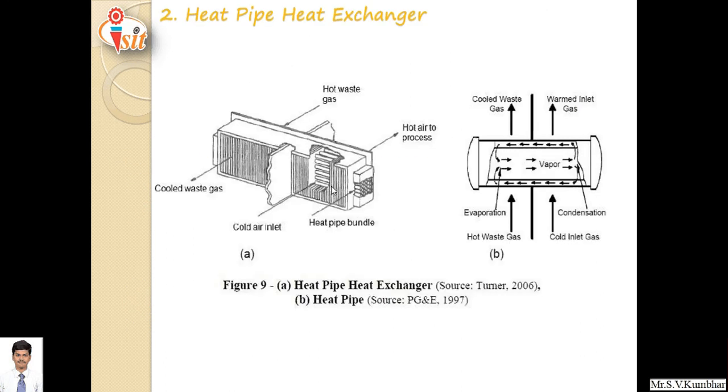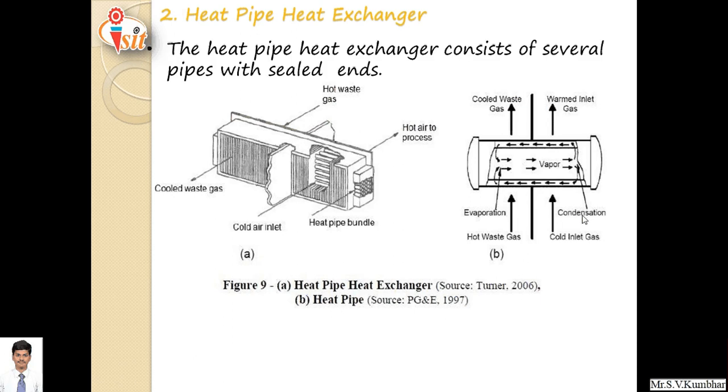Second, the heat pipe heat exchanger. In the heat pipe heat exchanger, a refrigeration cycle is used once again for heat recovery purposes. The figure is shown here. In a heat pipe, heat recovery takes place with the help of evaporation and condensation. In this case, condensation of the vapor takes place and heat is liberated, which can be used for different purposes. In evaporation, heat is absorbed, the refrigerant is converted into vapor, and that vapor is condensed. Here, the heat is used for the final application.